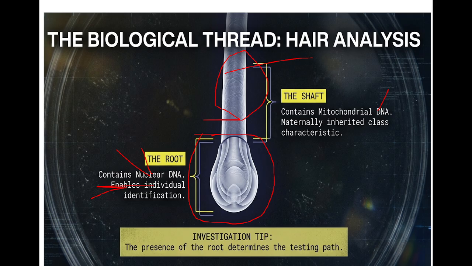So what is the investigation tip? The presence of the root determines the testing path. If you have the root, you will do nuclear DNA analysis. If you don't have the root, you must use the shaft to do mitochondrial DNA analysis. In the upcoming lectures, maybe next week, a week after, we're going to focus fully on DNA analysis. So don't worry about it. This is just a reminder.